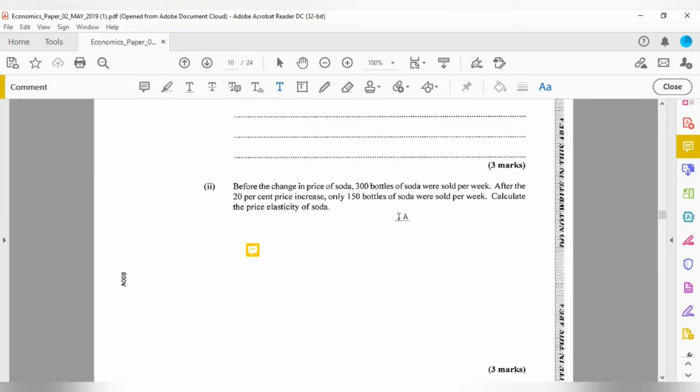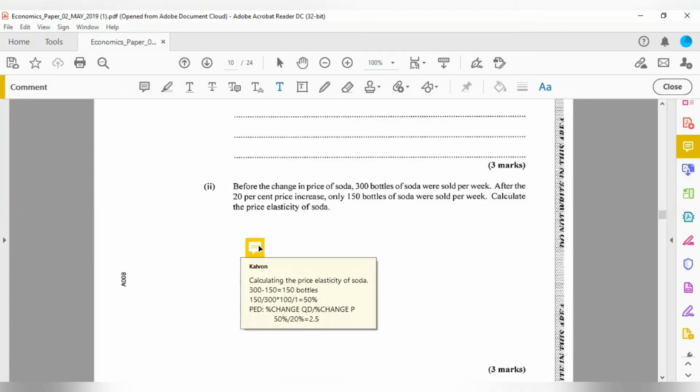Before the change in the price of soda, 300 bottles of soda were sold per week. After the 20% price increase, only 150 bottles of soda were sold per week. Calculate the price elasticity of soda, and that will be the 300 minus 150, which will give 150 bottles. And we'll take that new figure we got, put that over the original, which is 300, times it by 100, and we get 50%. And we know that the price elasticity of demand is the percentage change in quantity demanded divided by the percentage change in price. So that will be 50 divided by 20%, which will give you 2.5 right here.